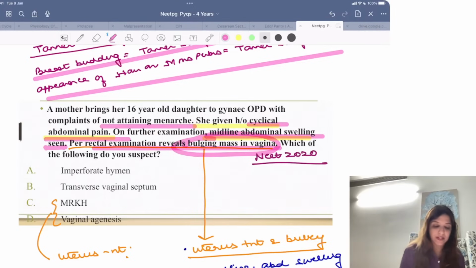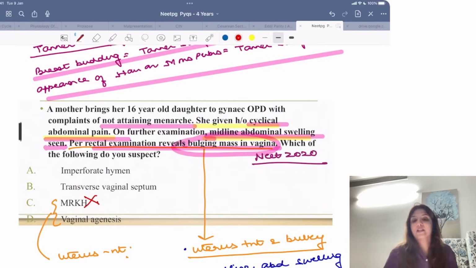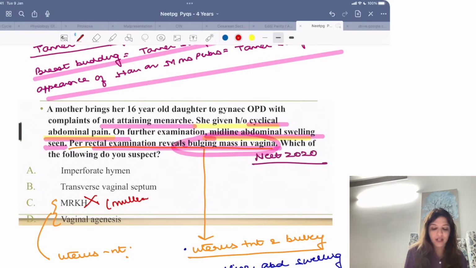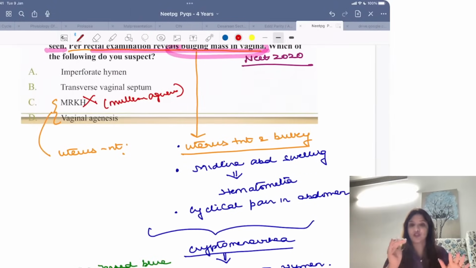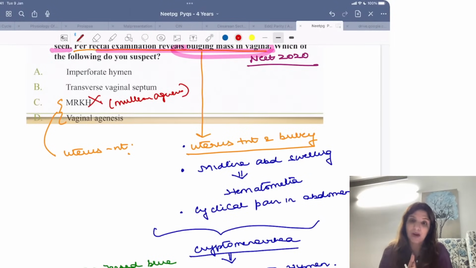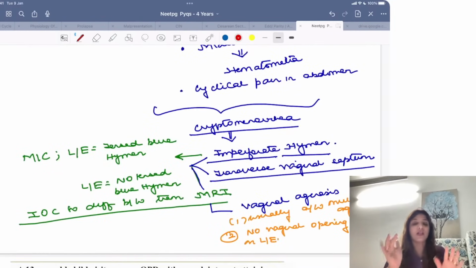Now, because her uterus is present, it cannot be a case of MRKH, Mayer-Rokitansky-Küster-Hauser syndrome. MRKH means Mullerian agenesis, and in Mullerian agenesis, uterus is absent. Now, what is this midline abdominal swelling? This midline abdominal swelling is blood-filled uterus, that is hematometra. This means this patient is having menstruation, but the menstrual blood is unable to come out, right? So it means she's a case of cryptomenorrhea. Now, cryptomenorrhea has three very important causes: imperforate hymen, transverse vaginal septum, and vaginal agenesis.